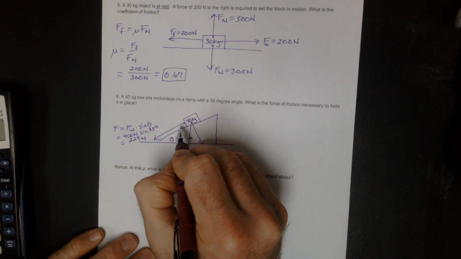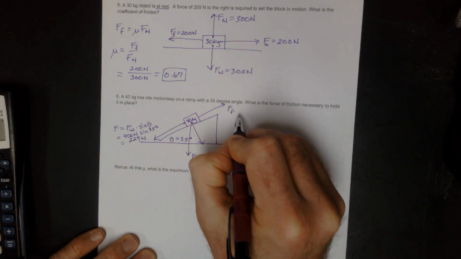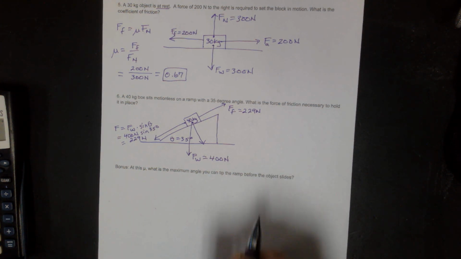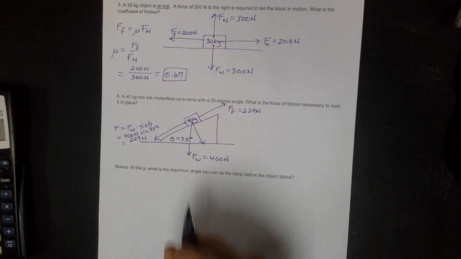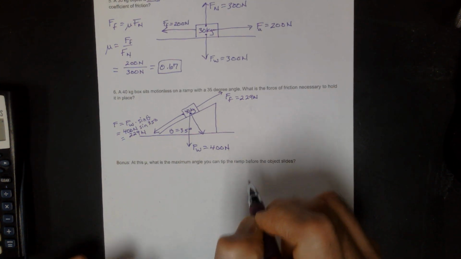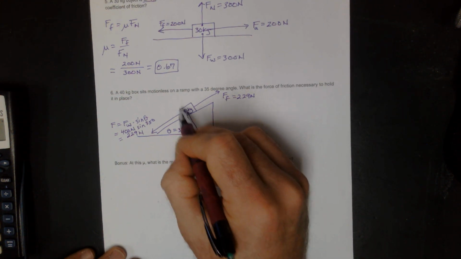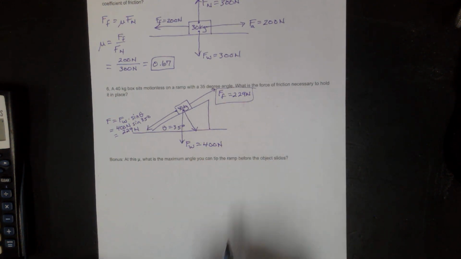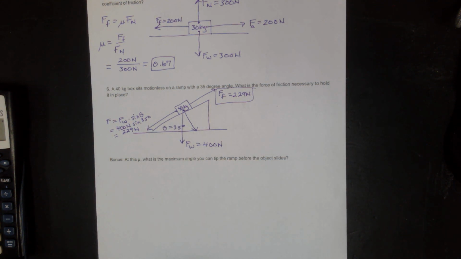Which means if that's the force down the ramp, that is also my force of friction up the ramp, 229 newtons. And boom, that's all there is to it. I don't even necessarily need to calculate the other portions of this thing. If they were to ask me about the coefficient of friction, then I would need my normal force, which would be perpendicular here. But because all I need is the force of friction, I just need the force down the ramp, and that's all we have to do for that problem.